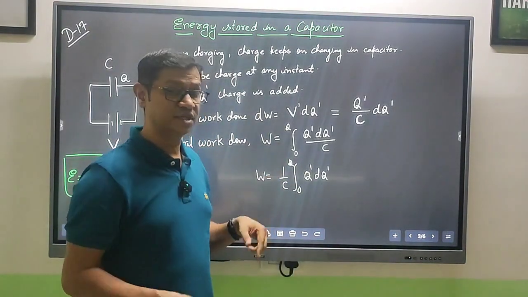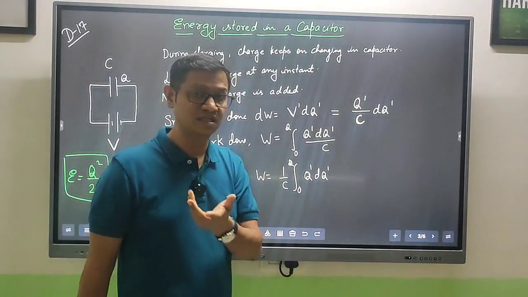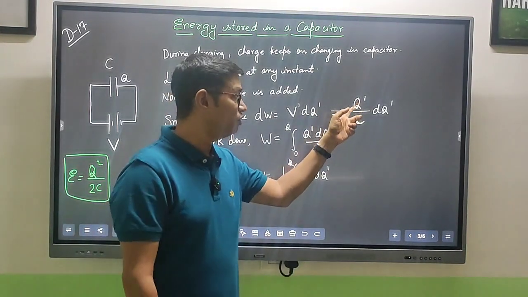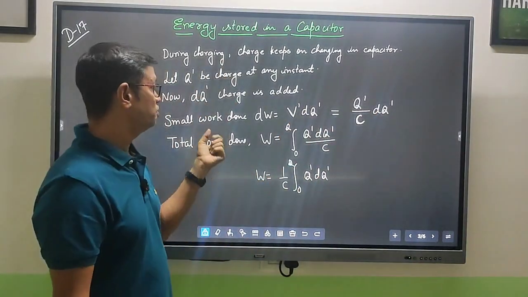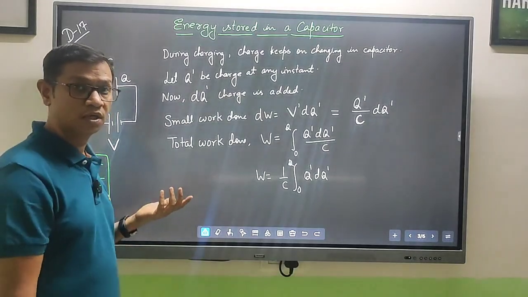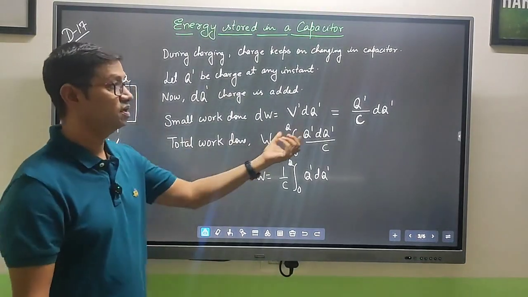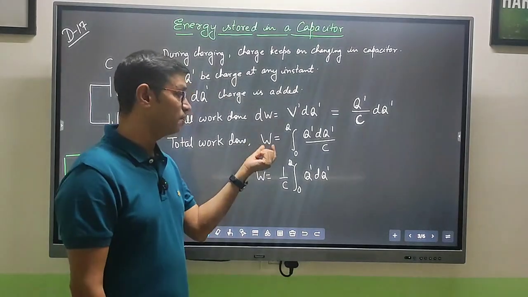So at that particular instant, Q dash is the charge and the capacitance is still C. So Q dash by C is the value of V dash, and with dQ dash, this is the small work done we have calculated. You want to find out the total work done. So for total work done you have to integrate this.